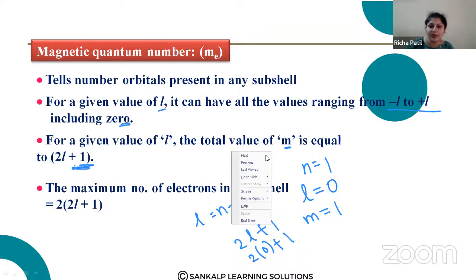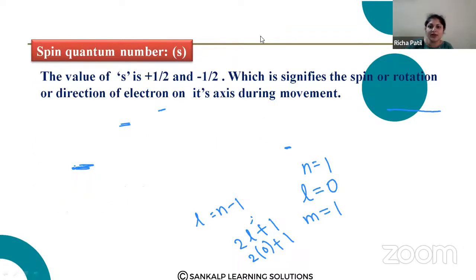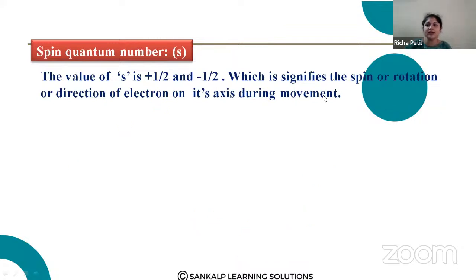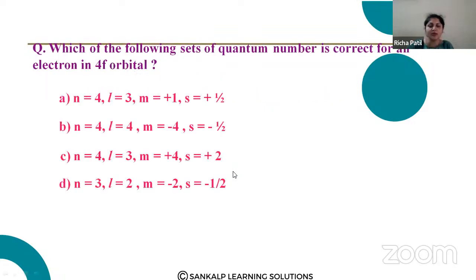Next is the spin quantum number. The spin quantum number tells you the direction in which the electron is spinning. Plus half is the spin when the electron is rotating in the clockwise direction, and minus half is for the electron rotating in the anti-clockwise direction. So these are the four quantum numbers.